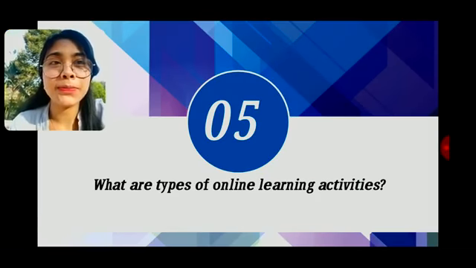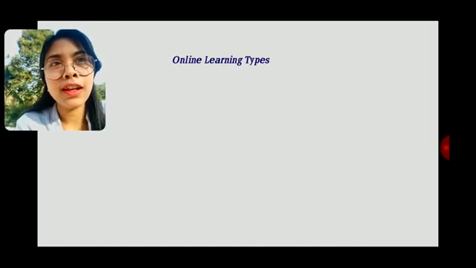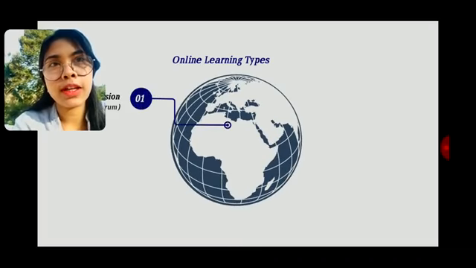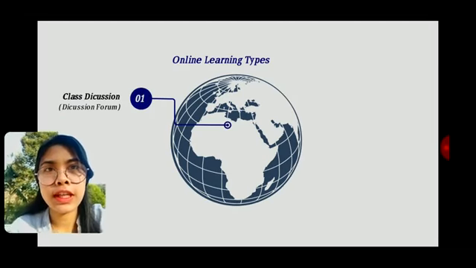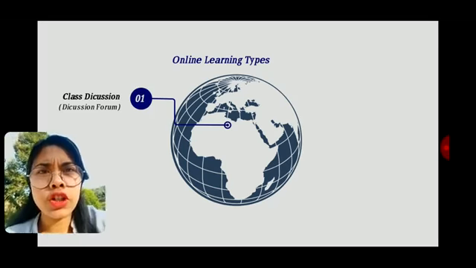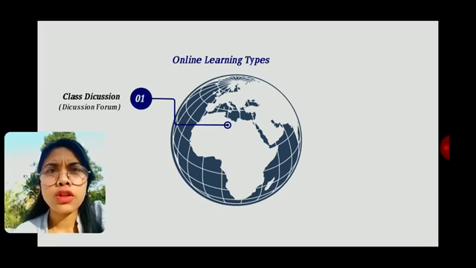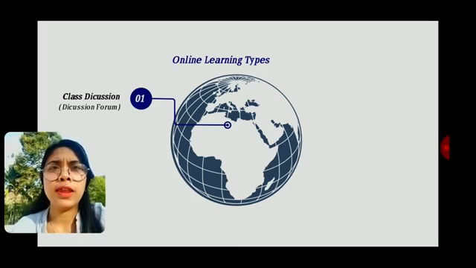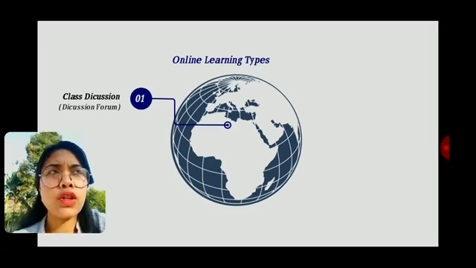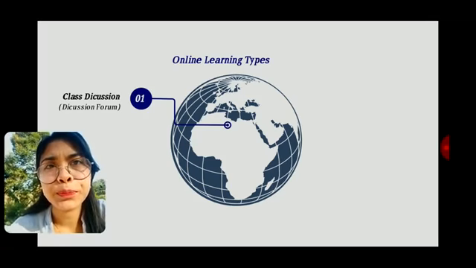What are the types of online learning activities? There are several types of online learning. The first is class discussion. Class discussion is a discussion between teacher and student, or between students, in online learning, to share thoughts or ideas that they have.